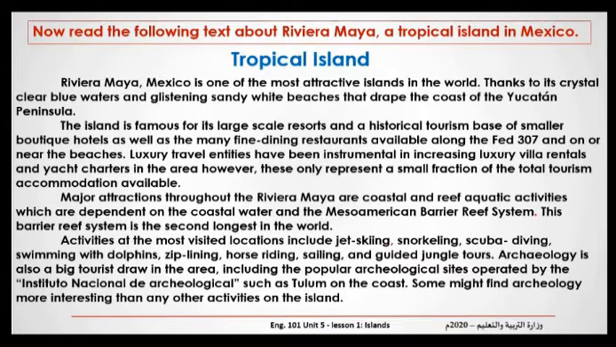Major attractions throughout the Riviera Maya are coastal and reef aquatic activities, which are dependent on the coastal water and the Mesoamerican Barrier Reef System. This barrier reef system is the second longest in the world. Activities at the most visited locations include jet skiing, snorkeling, scuba diving, swimming with dolphins, zip lining, horse riding, sailing, and guided jungle tours.